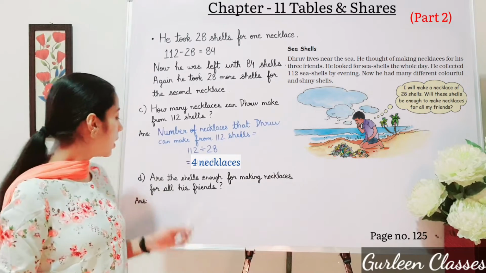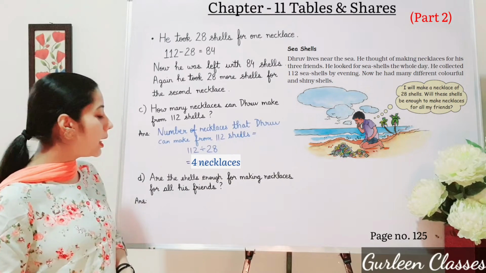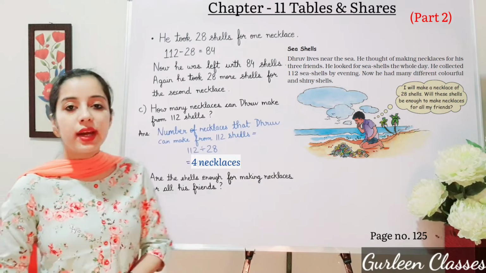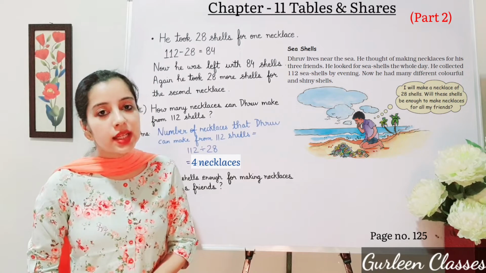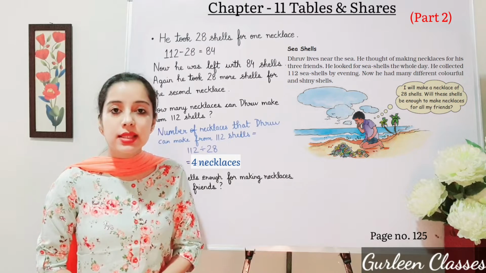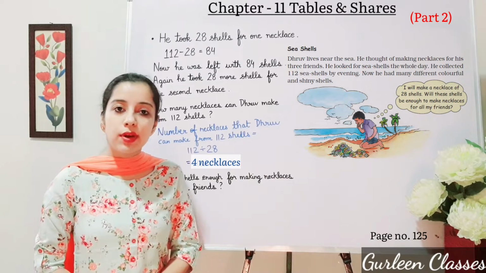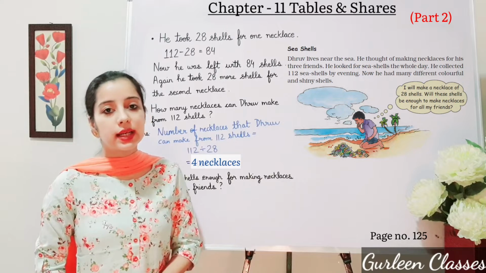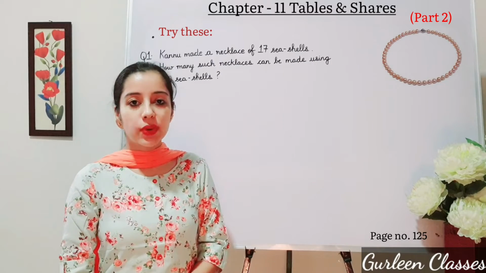Now next, are the shells enough for making necklaces for all his friends? Yes, the shells are enough for making necklaces for all his friends, as 28 shells were left with him after making third necklace. So now let us try these questions.